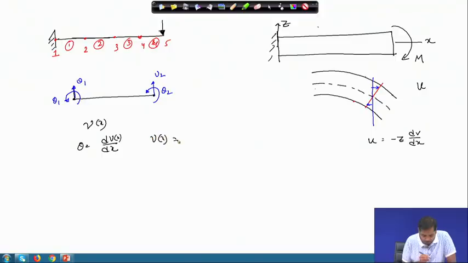Now, assume v of x is a polynomial expression, say a plus bx plus cx square plus dx cube. In the case of truss, if you recall, we just had the linear expression, the first two terms. We did not use the cubic expression. The reason is very simple. When we use a polynomial approximation, it is always associated with some constants that we have to find out. Here a, b, c, d are the constants. In the case of truss, we had two constants.